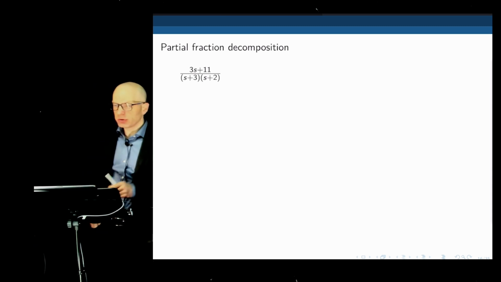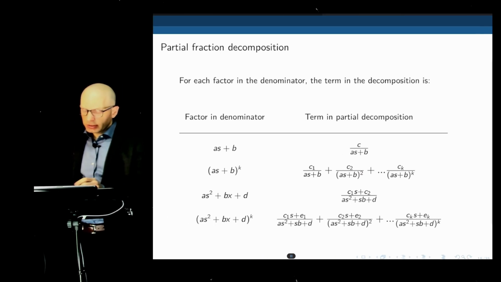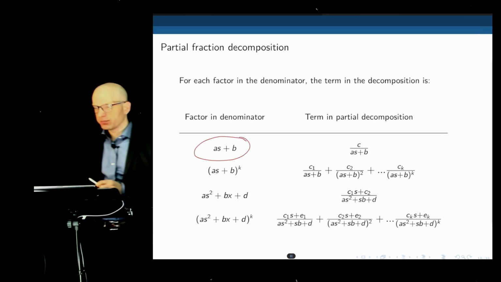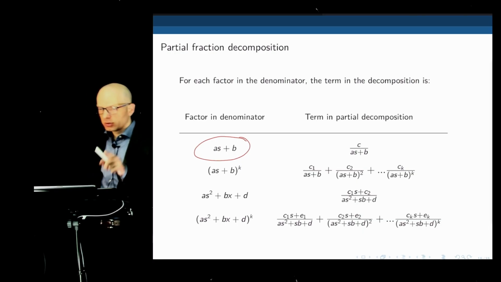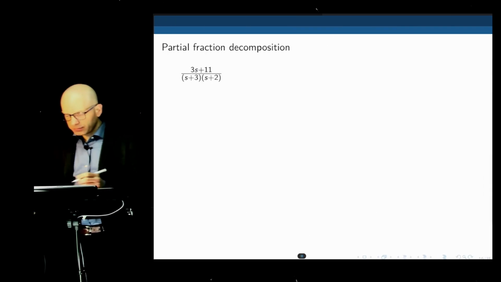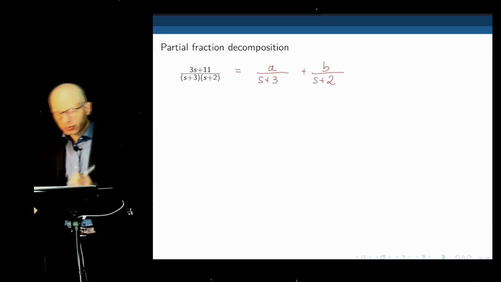We have a polynomial divided by (s+2)(s+3). So it's clear that it falls into this category. We need now two elements that will follow this format. We need one constant a divided by s plus 3, plus another element b divided by s plus 2.